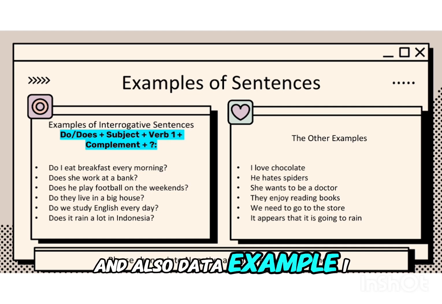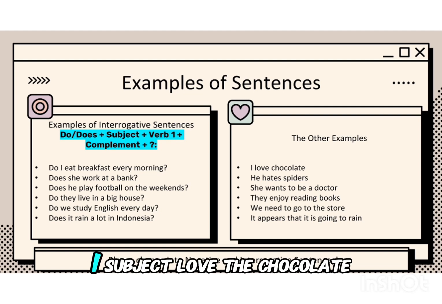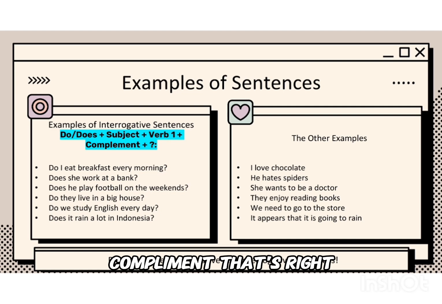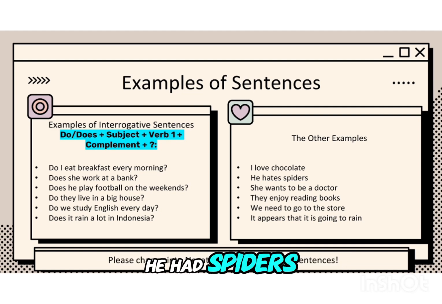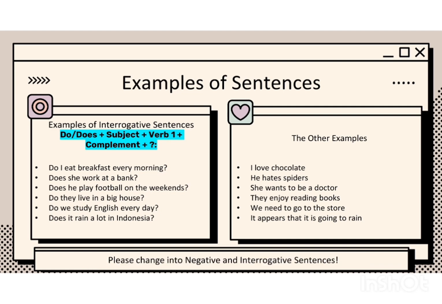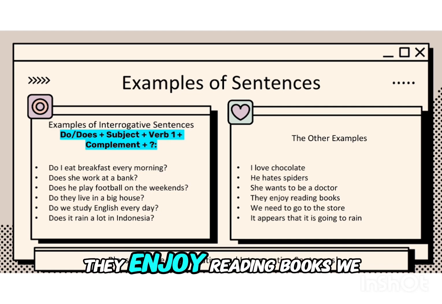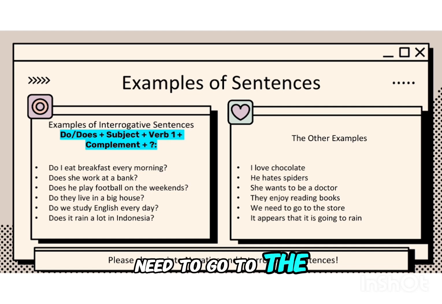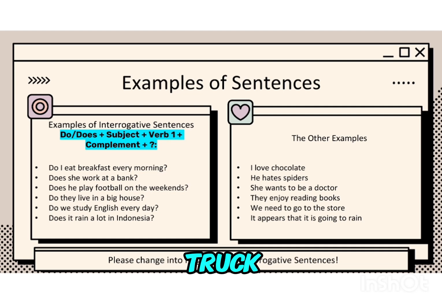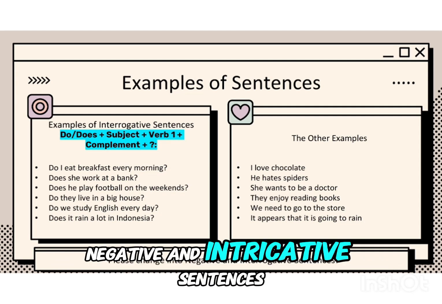And also the other examples. I love chocolate. I is the subject, love is the verb, chocolate is the complement. He hates spiders. And also we should add s or es after the third person singular. She wants to be a doctor. They enjoy reading books. We need to go to the store. It appears that it's going to rain, and etc. And please change all of these into negative and interrogative sentences.